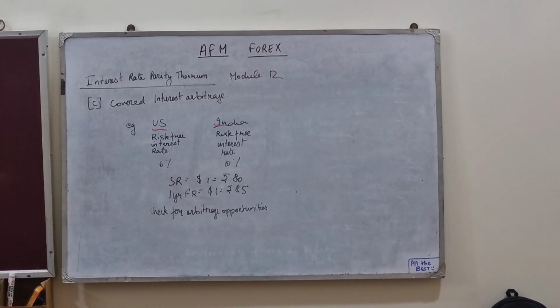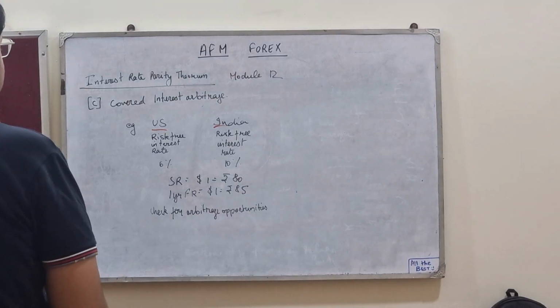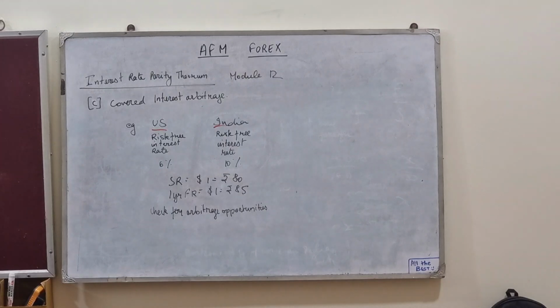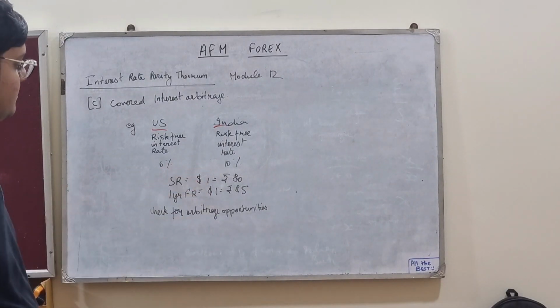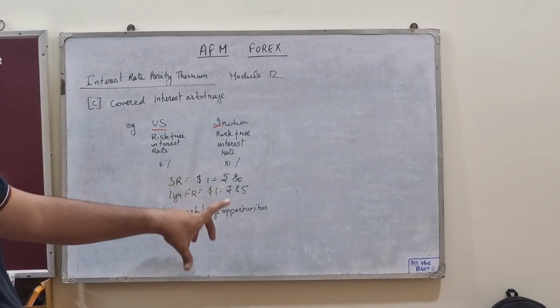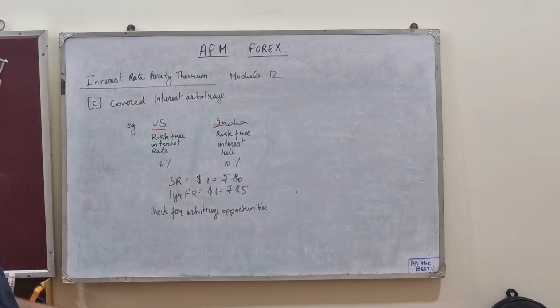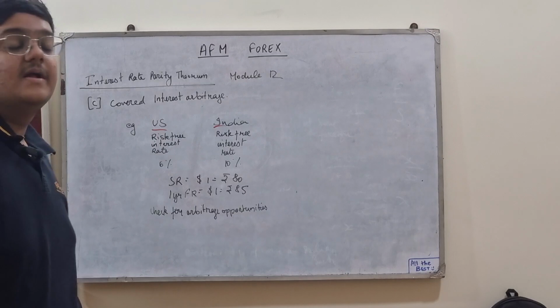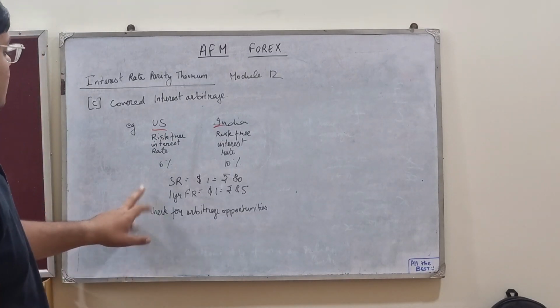Okay, we're back with the last one. That is submodule C, covered interest arbitrage. Now we are sticking to almost the same example. The 6 and 10% interest rates remain the same. The rates have changed. The spot rate is $1 is 80 rupees and the 1 month forward rate is $1 is 85 rupees. This 1 month forward rate is different from the theoretical 1 month forward rate. It's the rate that is quoted by the bank.